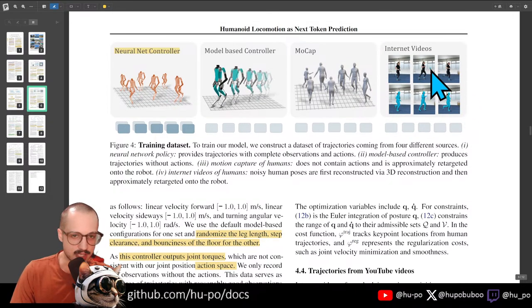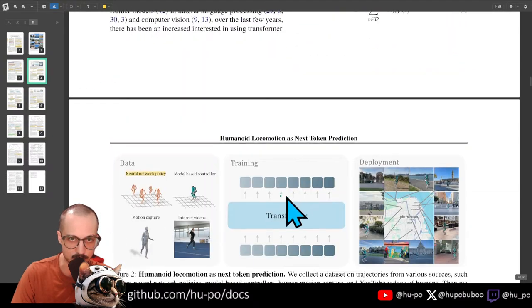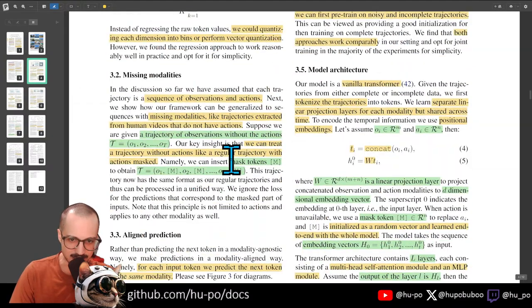But they just take all this, and note that some of these don't even have actions. So model-based controller, mocap, and internet videos don't have the same action space, and you don't even know what the actions are for these two. So in order to train on this, they're going to have to basically use masked tokens. They create a masked token, M, and whenever they don't have the action, they're just going to have a trajectory that is observation, mask token, observation, mask token, observation, mask token.